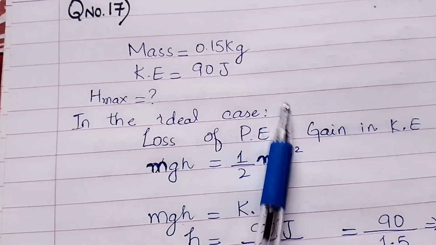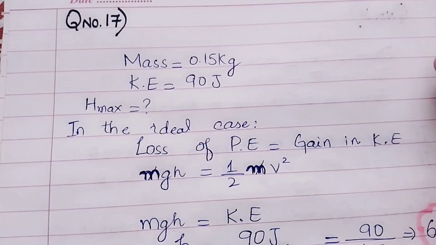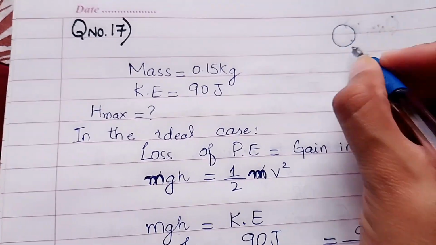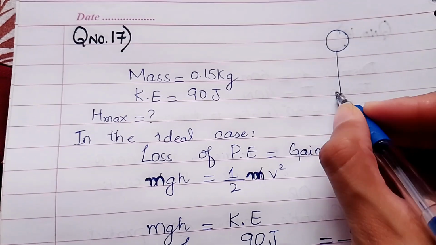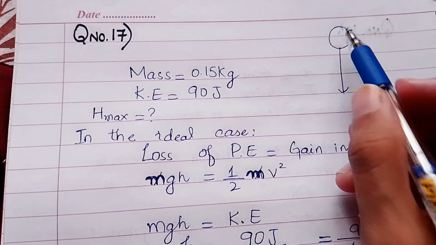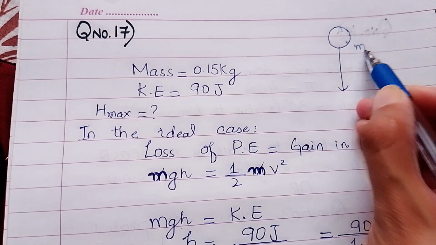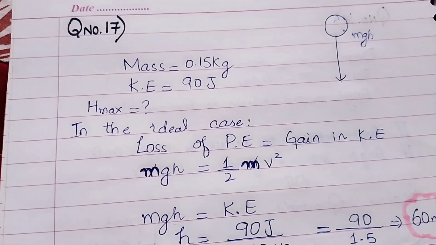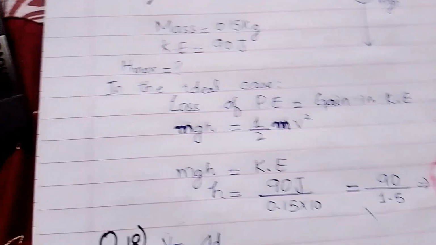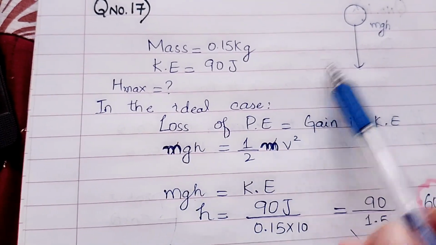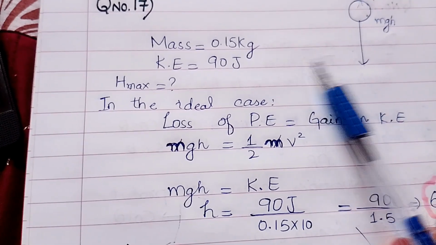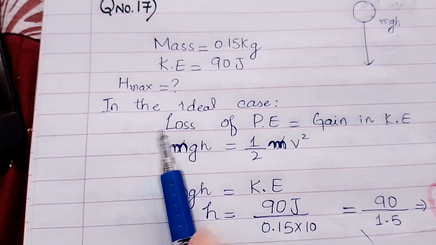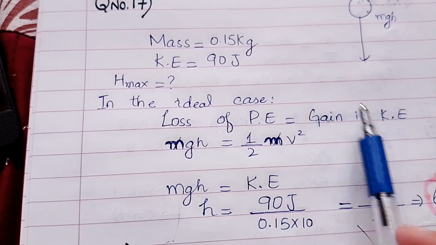In the ideal case, just assume this is a ball and it is falling towards the ground. When it is falling towards the ground, it is losing its potential energy, that is mgh, and it is gaining its kinetic energy. So in the ideal case, when there is no resistance on the object, what happens is that the loss of potential energy is equal to the gain in kinetic energy.